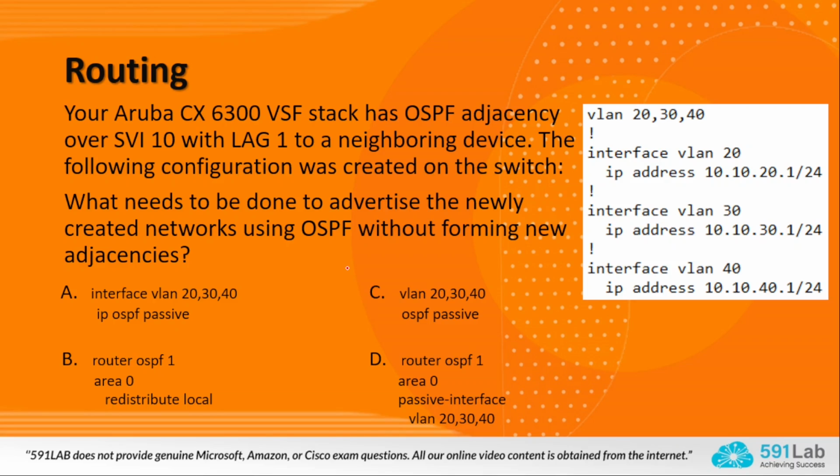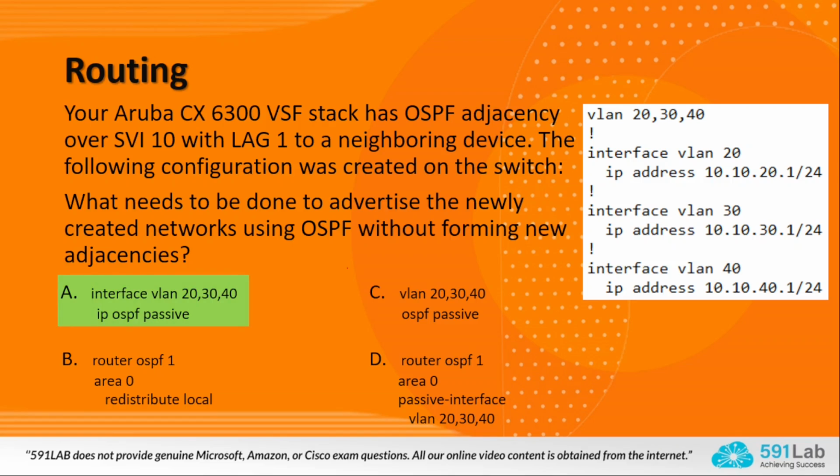So this is wrong. Option C: VLAN 20, 30, 40, and under VLAN context, there's no OSPF passive. There's no such command as OSPF passive under VLAN context. So this is wrong. Option D: there's no such command as passive-interface VLAN 20, 30, 40. Passive-interface default is available under router OSPF, but the given command is wrong. So option D is wrong. The correct answer is option A.